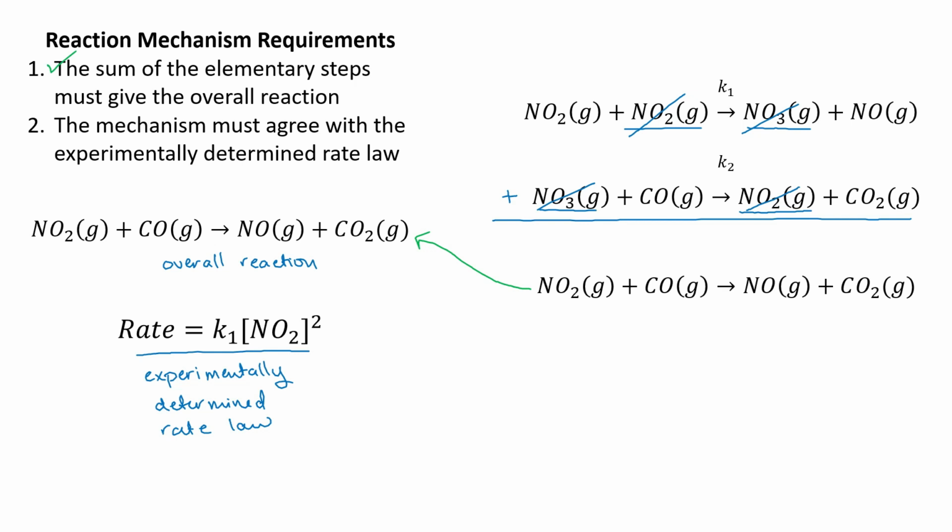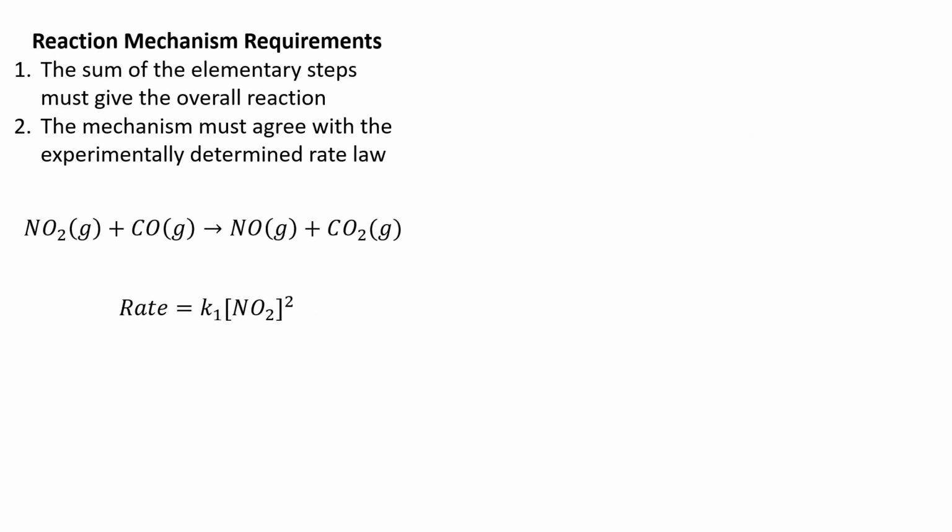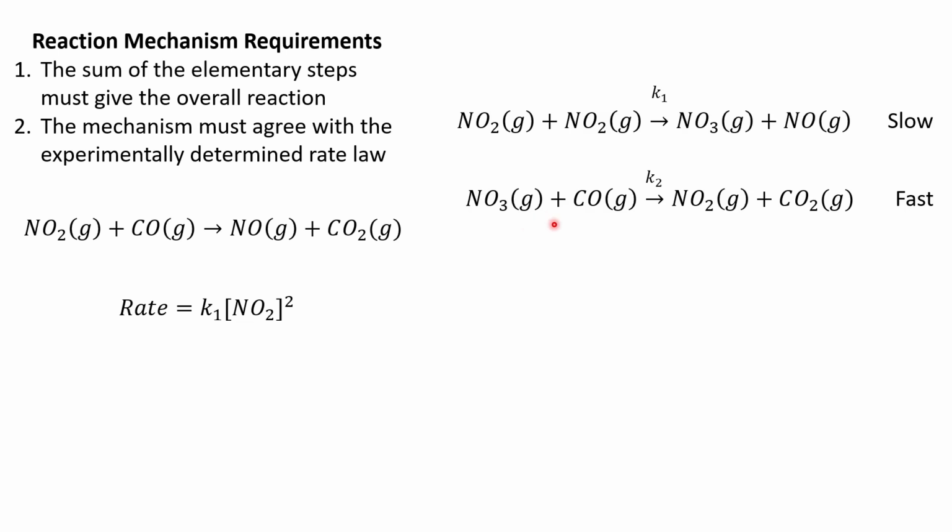Now let's check the second requirement. So now I'm focused again here on this experimentally determined rate law. I need to make sure that my mechanism matches this rate law. This is where we're going to bring in the concept of our rate determining step. So again, here are my two elementary steps. Because my first step is my slow step, this one is going to be my rate determining step.